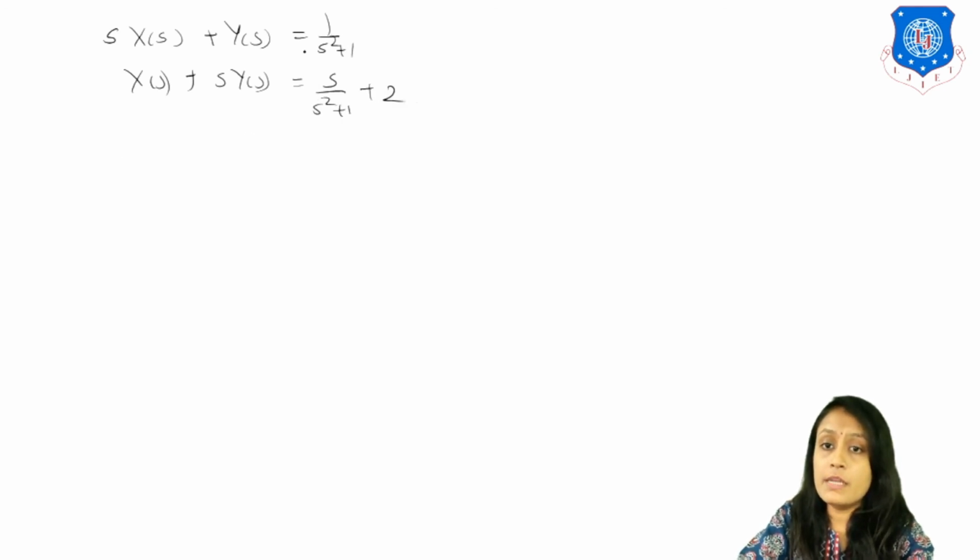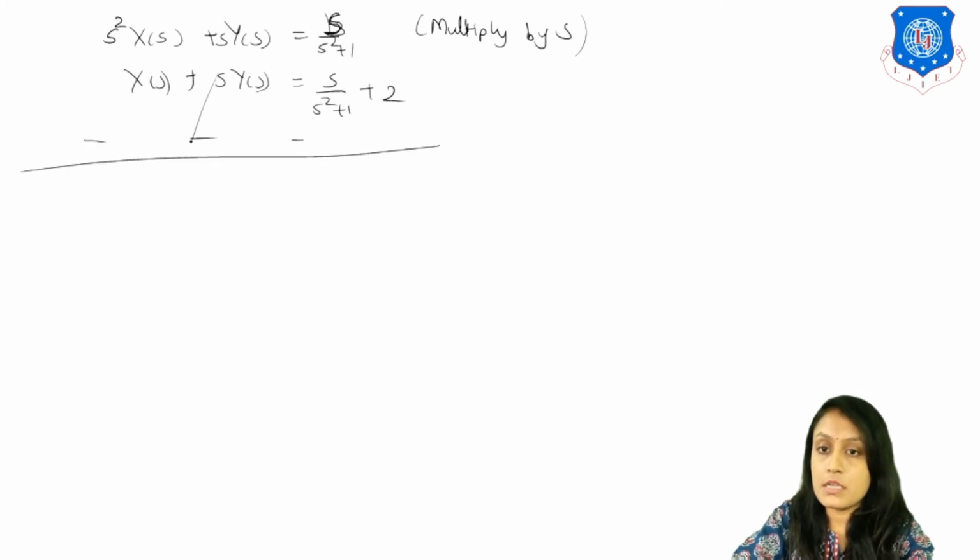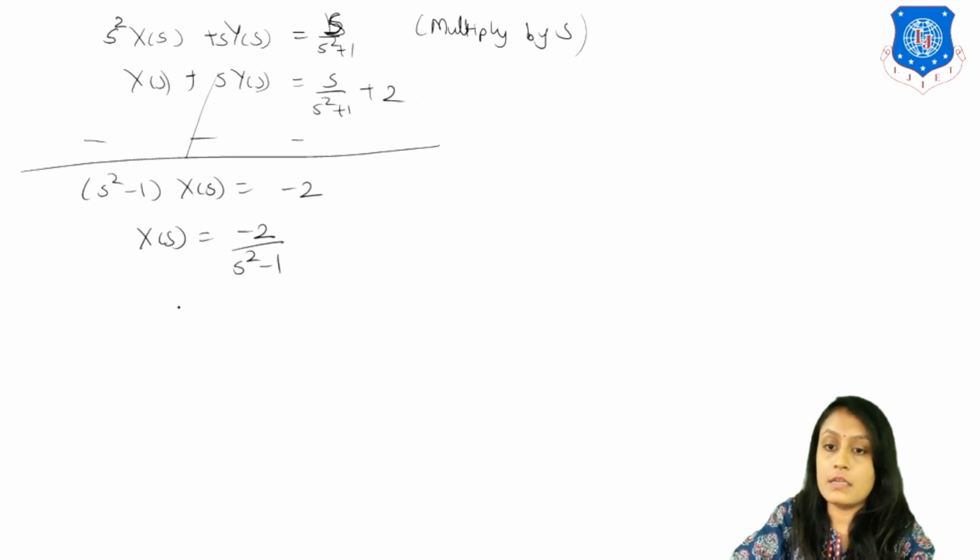Now what we will do? We'll multiply this equation by s. So what you will get here? You will get s square X(s), and s Y(s) over here, and s Y(s) over here also. We have just multiplied it by s. Now we'll subtract. This term will be gone, and take X(s) common. So s square minus 1 times X(s) is equal to what? These two terms will get cancelled, so what remains is minus 2. So your X(s) is minus 2 upon s square minus 1.